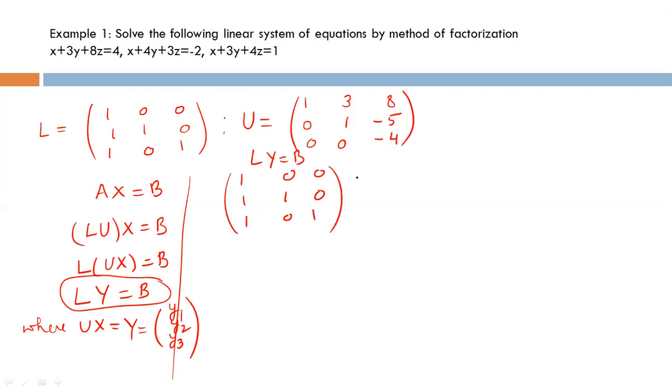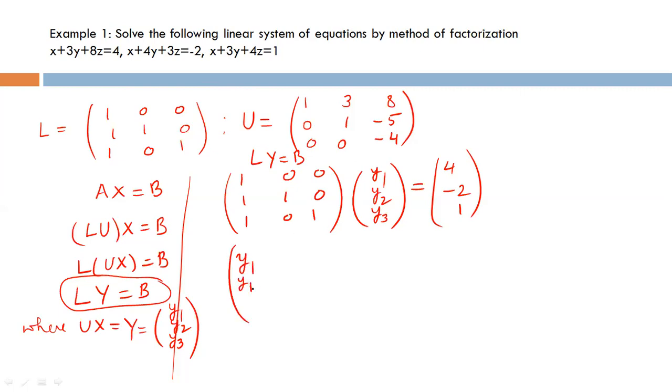L is 1 0 1, times Y1, Y2, Y3, and B is already given to you in the question. It was 4, minus 2, 1. Now it's a lower triangular matrix, so using the forward substitution method, you multiply the L matrix and the Y matrix: Y1, Y1 plus Y2, Y1 plus Y3 equal to 4, minus 2, 1.